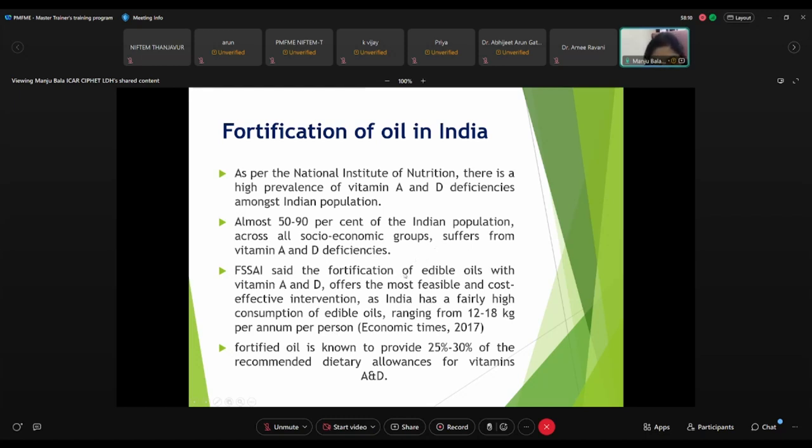FSSAI said the fortification of edible oil with vitamin A and D offers the most feasible and cost-effective intervention, as on average every Indian is consuming fairly high edible oil content, which is 12 to 18 kg per annum per person as per 2000 data. So fortified oil is known to provide 25 to 30% of the recommended dietary allowance for vitamins.